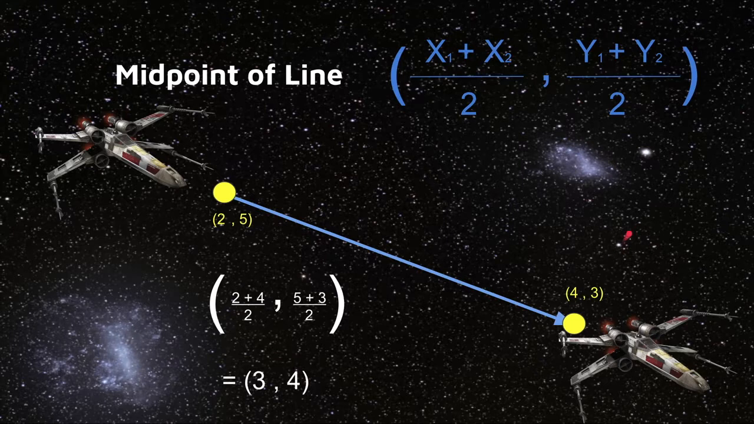But then again, did you really need this equation? Did you really need to write it all out? 2 plus 4 over 2 and 5 plus 3 over 2? I mean, clearly, the midpoint between 2 and 4 is 3, and the midpoint between 5 and 3 is 4. So sometimes you don't even need to write it all out, you just know in your head. It's common sense, it's not that hard. You don't even need this formula.